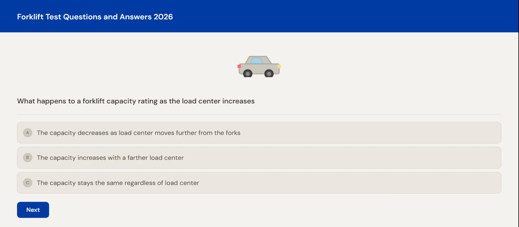Let's move on. What happens to a forklift capacity rating as the load center increases? The capacity decreases as the load center moves further from the forks. Think of it like a lever. The further the weight is from the fulcrum, the less the machine can safely lift. Always account for load center before picking up unusual or oversized loads.